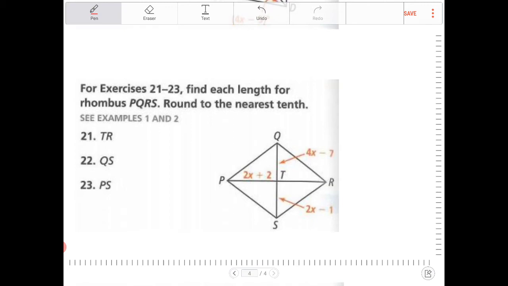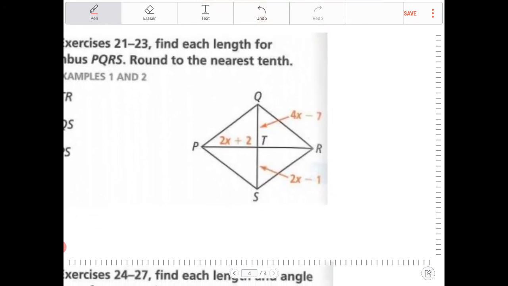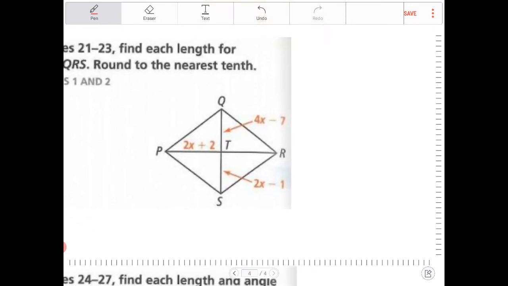Question 21. Find each length for rhombus PQRS. Round to the nearest tenth. This is a rhombus, and if that's the case, then 2x plus 2 is also going to be on the other side, and this is going to be 90 degrees. 4x minus 7 will therefore equal 2x minus 1, because QT will equal TS. QT is equal to TS.